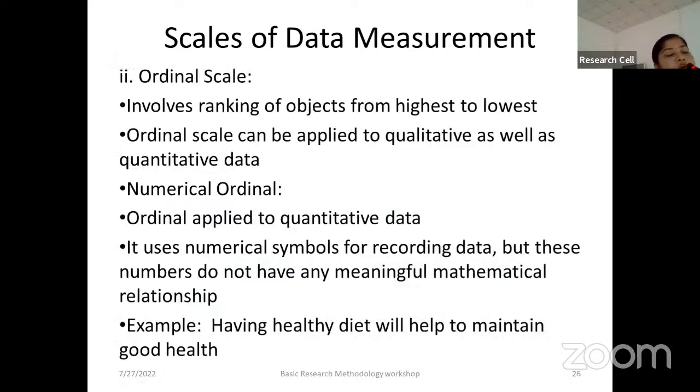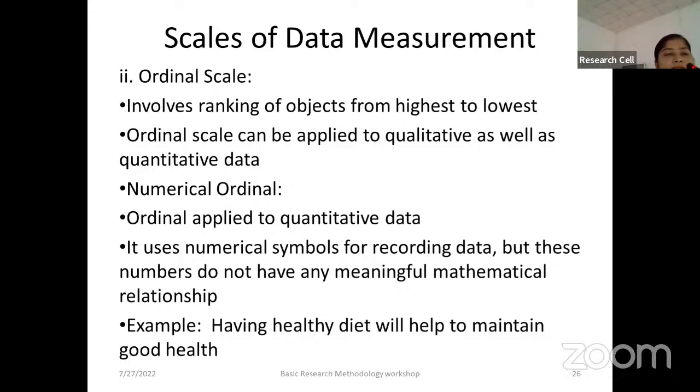Next, we have the ordinal scale. We finished with the nominal, and now we are coming to the ordinal scale. It involves ranking of objects from highest to lowest. We are giving ranks, categories, rank-wise, grade-wise. Ordinal scale can be applied to qualitative as well as quantitative data. So we have the numerical ordinal, which is applied to quantitative data.